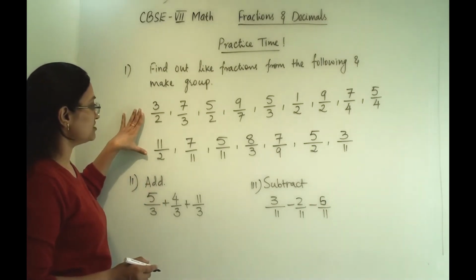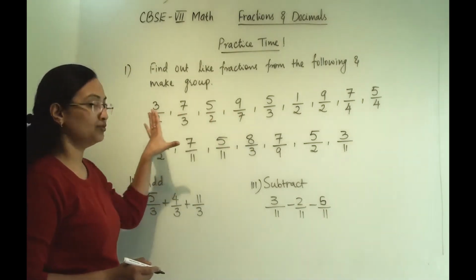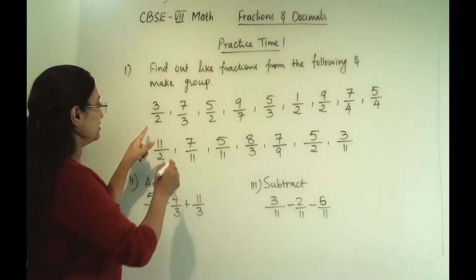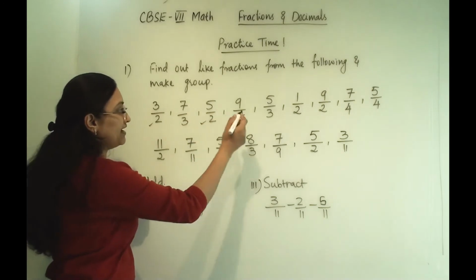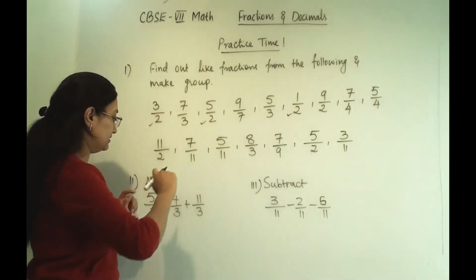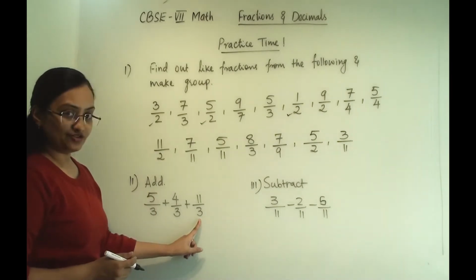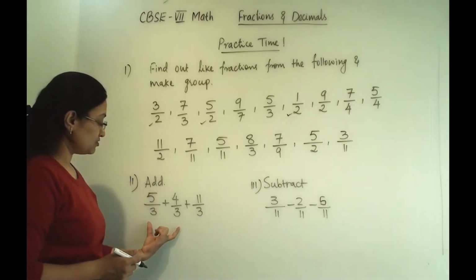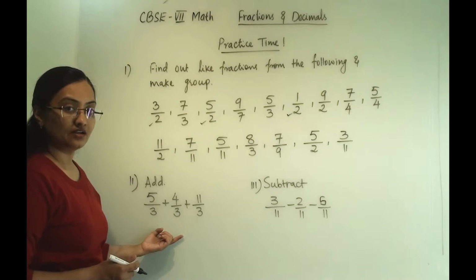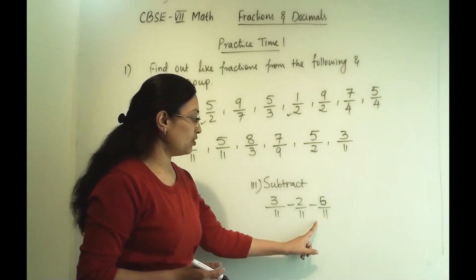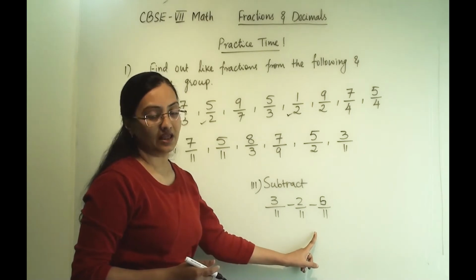Here I have given some of the fractions and you have to group them into like fractions. So you have to find out what all are the like fractions and make them into groups like this. Then second, a simple addition. We can do this addition because all these fractions are like fractions. Subtraction also we can do as all these fractions are like fractions.